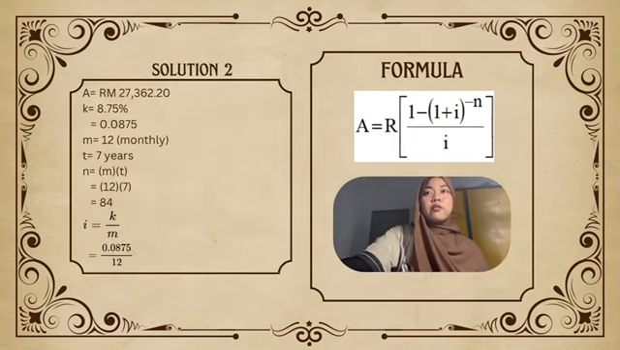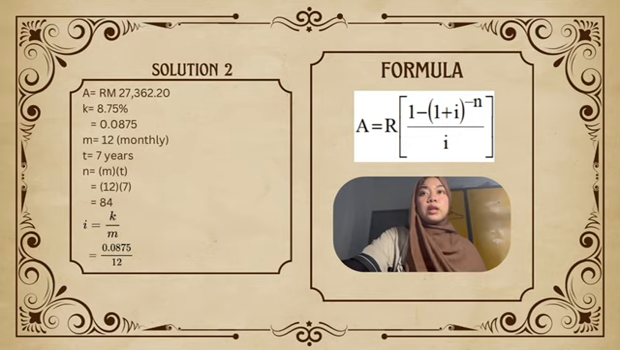So to find the answer, first we need to list all the information given from the question, which is A equals 27,362 ringgit and 20 cents. And then K equals 8.75%, which you need to change into decimal form, so it will be 0.0875. Then M will be 12 because it was mentioned in the question that it was compounded monthly. Then the time or T will be 7 years. How to find N? N will be M multiplied with T, which is 12 multiplied with 7, and we get 84. And then I is K divided with M, which is 0.0875 divided with 12.